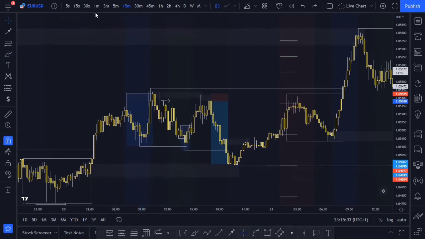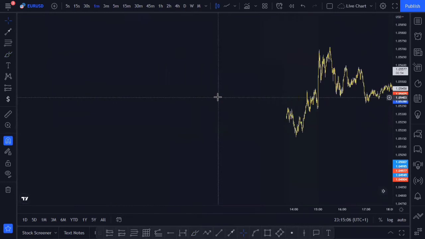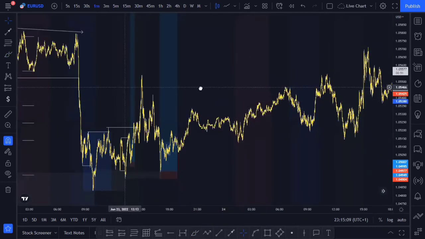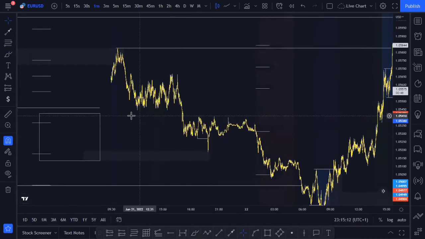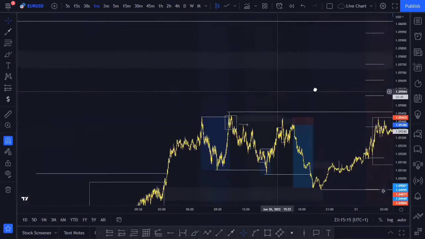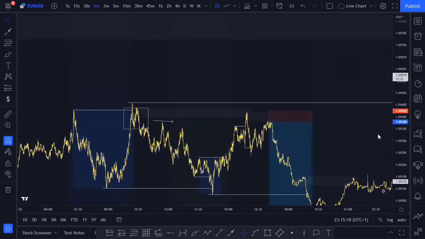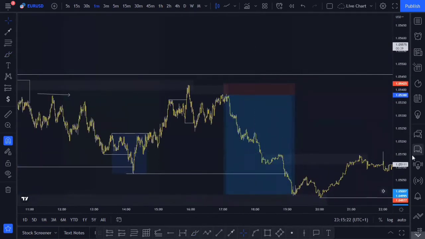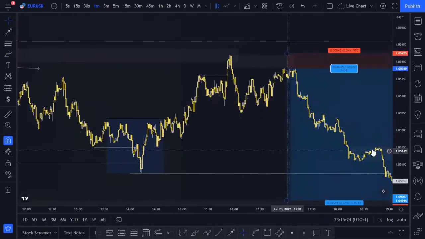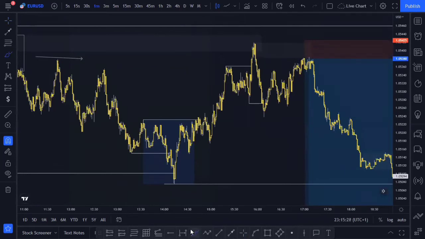So on the 1 minute, when price was pulling back, we had started having some kind of 1 minute bullish structure, bullish order flow. Those were our last structure high on the 1 minute, and this was our lower low. So we had price pushing up, making lower highs and lower lows.